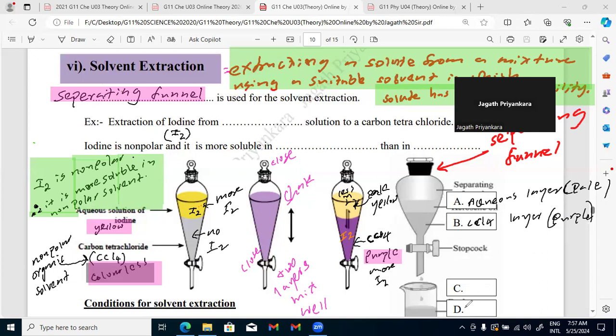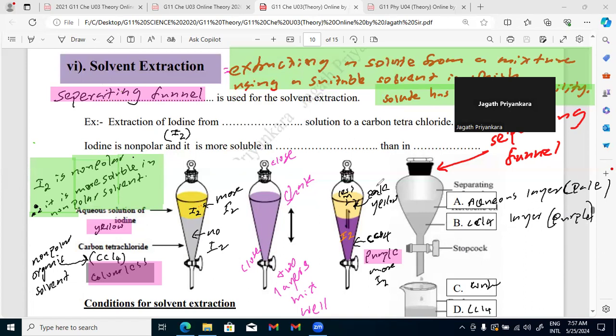So in this one, what happened? You get the layers out. I think C and D are wrong. Yeah, the bottom layer, you get CCl4, you take it out. And the upper layer will be the aqueous layer, water, you take separately. So you can separately take the two layers out, not into the same beaker, okay? Not into the same beaker.